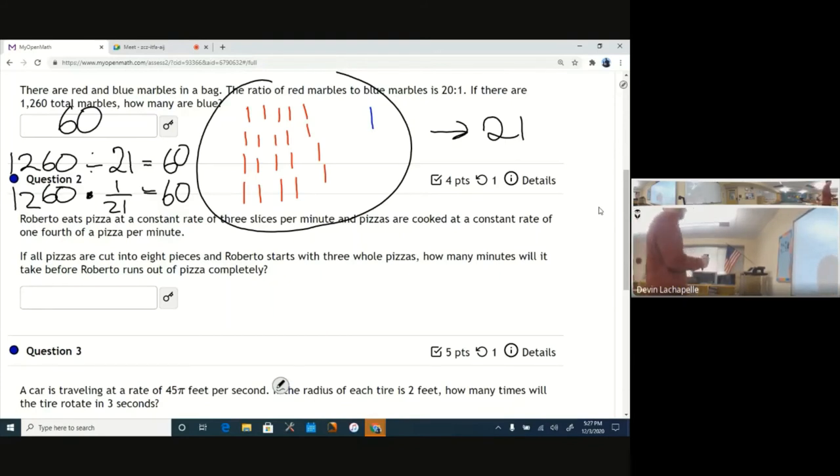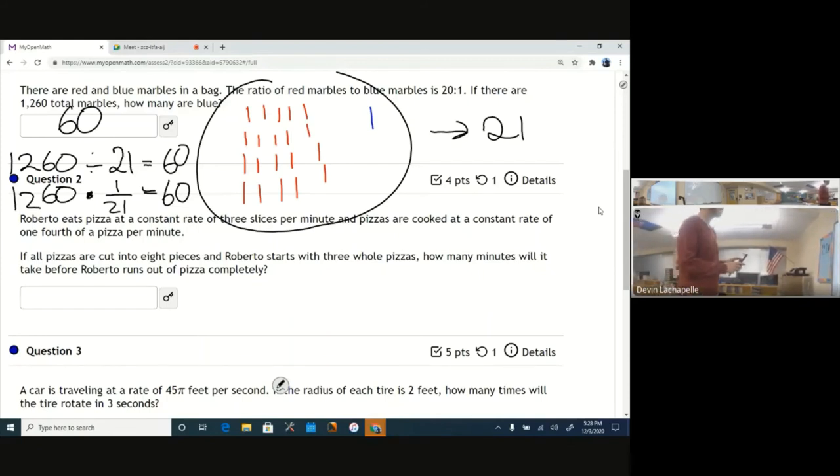pizza completely? And we kind of have to assume that Roberto's being a bit of a goober and eating pizza super hot as soon as it's coming out, probably burning his mouth pretty badly, but you know, pizza's pizza, I suppose. All right, so let's set this up.